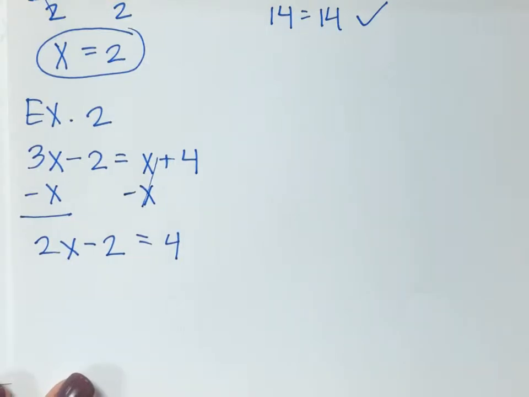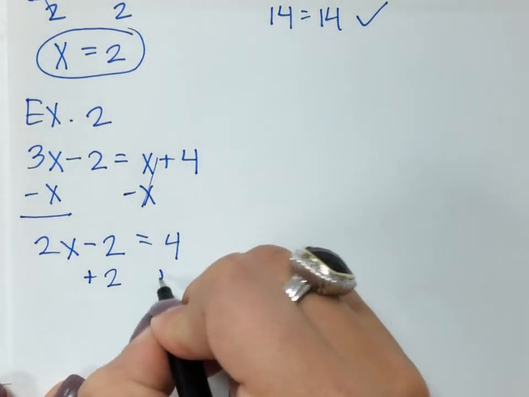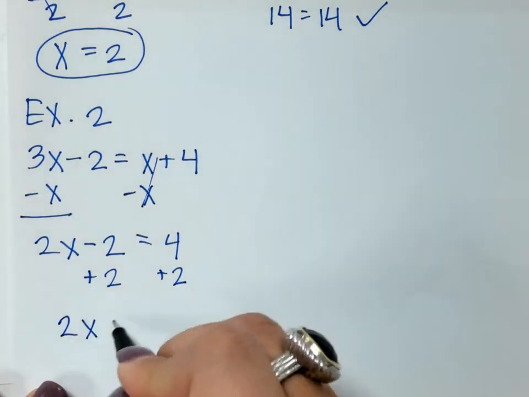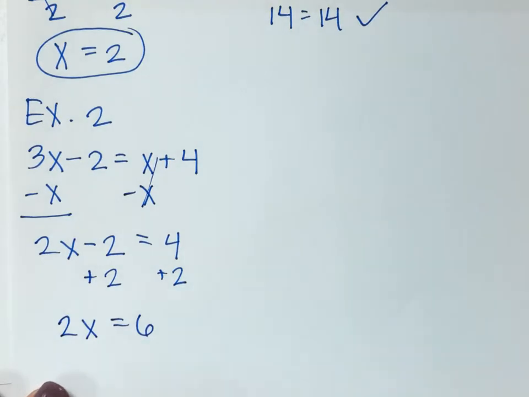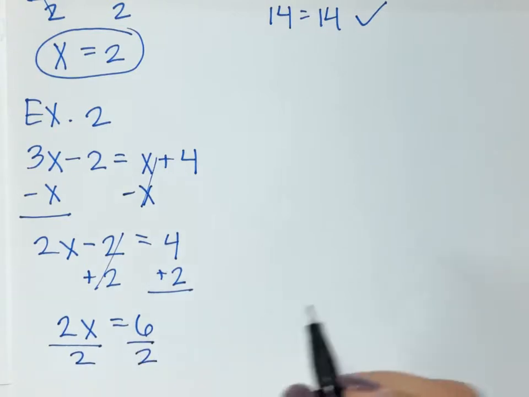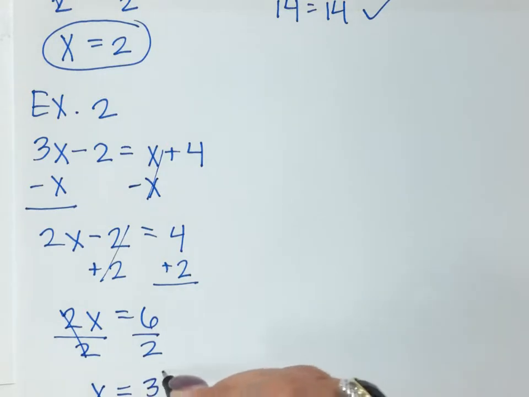So I got all my variables on one side, but now I need to get all my constants on the opposite side. So how do I do that? Plus 2. I want to add 2 to both sides. So it gives me 2x is equal to 6. Good. So this is exactly how we've been doing. We're used to this. So we're just solving for x. So that means we're dividing by 2 on both sides. So that gives me x is equal to 3.